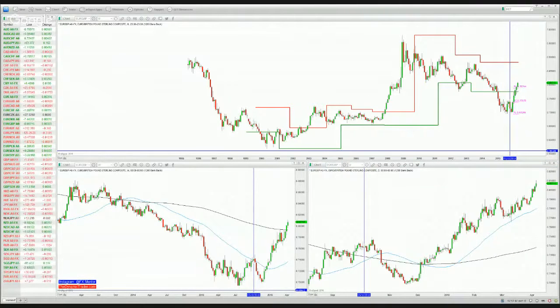Which is the best for trend trading? Currency, stocks, or commodities? Scott, really good question. The answer is all of them. Don't limit yourself to one market. This is the kind of information that people need to know and people need to understand.